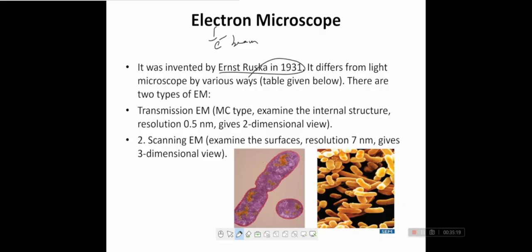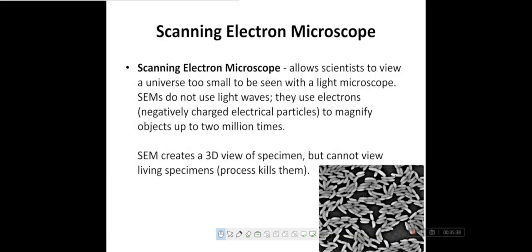This is scanning electron microscopy, which is used for scanning the surface. And this is TEM, that is transmission electron microscopy, in which we can also see the internal structure. So TEM is used for internal structure and SEM is used for surface determination.